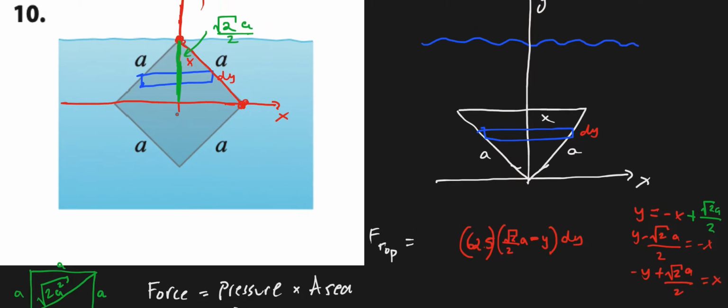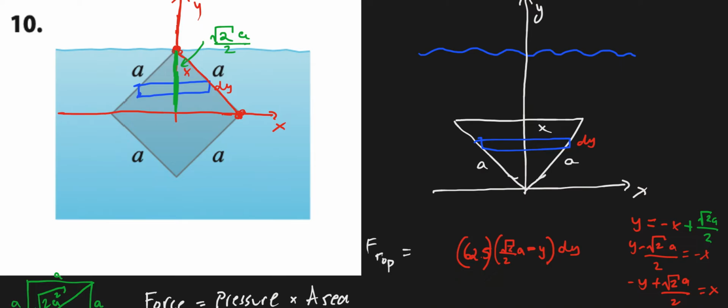Next we need to multiply by the distance from the water. So this is actually going to be all the way on the top of the water, and notice that this is just going to be square root of 2a by 2. And since this is just y right here, this is square root of 2a by 2 minus y. So this is just going to be integration. Remember, the distance is square root of 2a by 2 minus y. That's our distance from the top of the water.